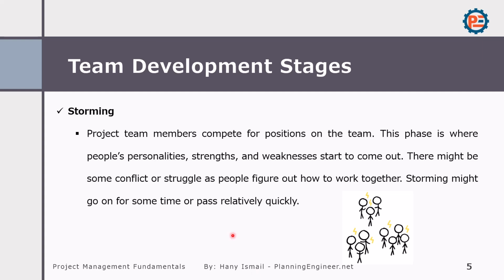While if you are in the storming stage, project team members compete for positions on the team. This is the phase where people's personalities, strengths and weaknesses start to come out. There might be some conflict or struggles as people figure out how to work together. Storming might go on for some time or pass relatively quickly. So if you are in the storming stage, you start counting on your team, but not yet 100%. You know the positions, you know who is doing what, but you still don't know if they are good at what they are doing or not.